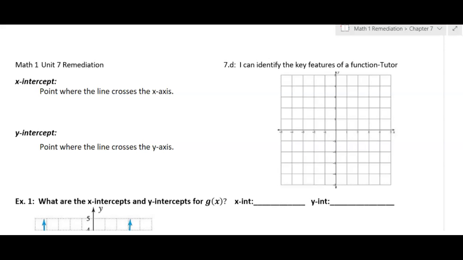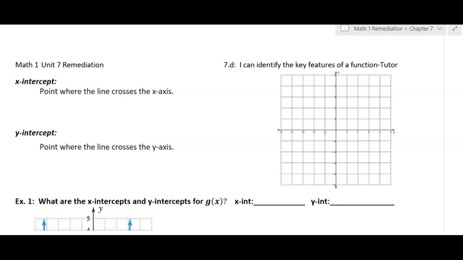This lesson is on 7.d, which is I can identify the key features of a function. Now, the more you understand about graphing and the more you understand about domain, range, and try to learn and understand these definitions, the easier this becomes, okay? So the first thing we're going to discuss is what the x-intercept and y-intercept are.